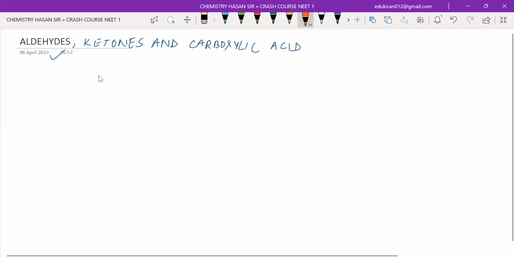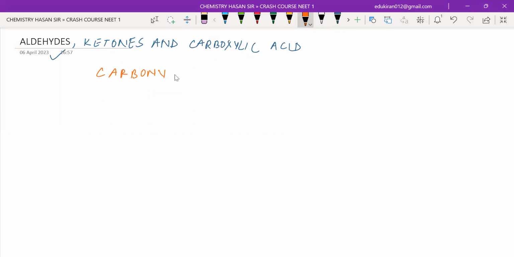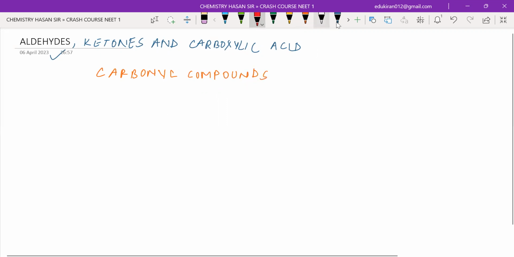This chapter is also known as carbonyl compounds. What are carbonyl compounds? Any functional group in which C double bond O is present is called a carbonyl compound.